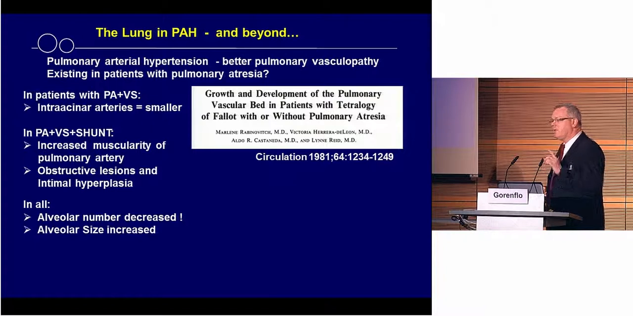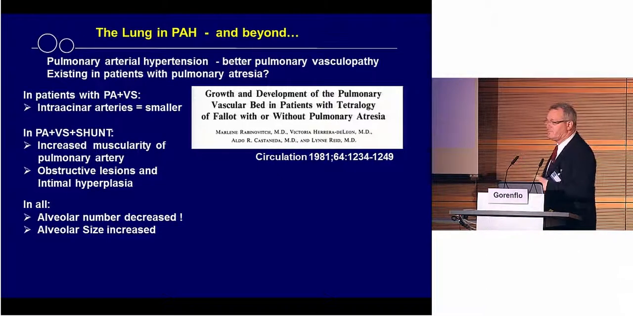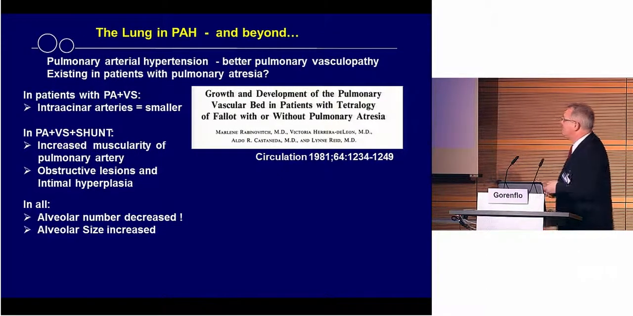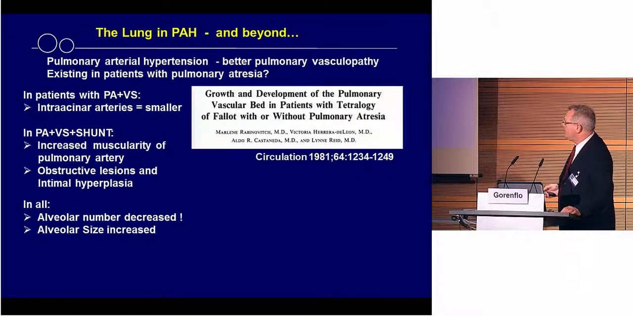In pulmonary atresia, we have not only a disease of lung vessels, but we have a disease of lung. So the intra-arterial arteries are smaller, and this is a key paper which I found. We have increased muscularity of pulmonary arteries only in patients that are shunted. And we have obstructive lesions and intimal hyperplasia in some of these patients with shunts. And all in all, the alveolar number is decreased.